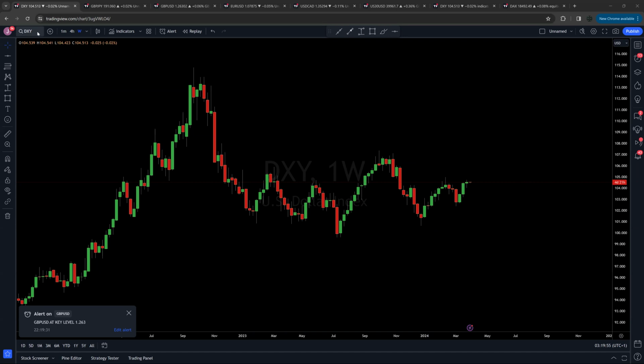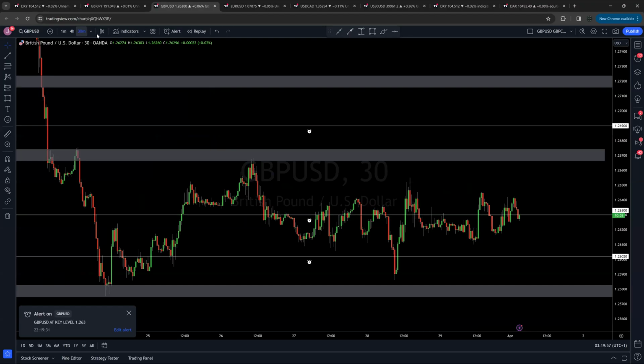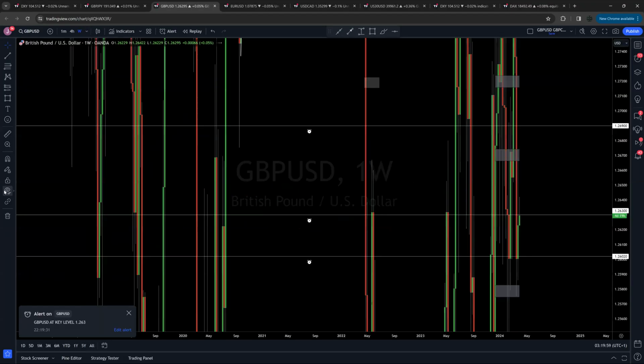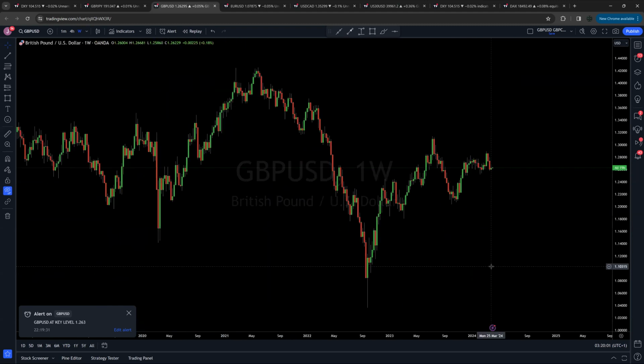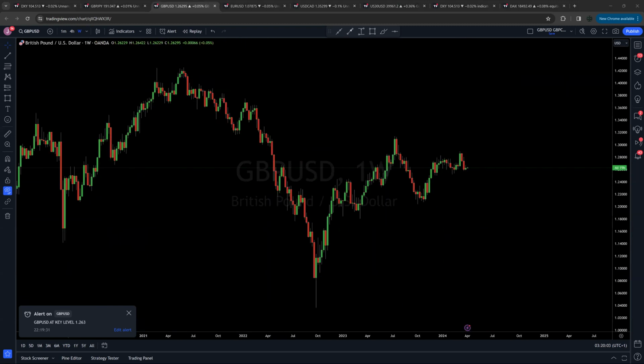Right? So when translating that to our pairs like GBP USD and Euro USD, that means I would like to see GBP USD, if we can break this intraday support level here, and dollar is holding a little bit more strength.